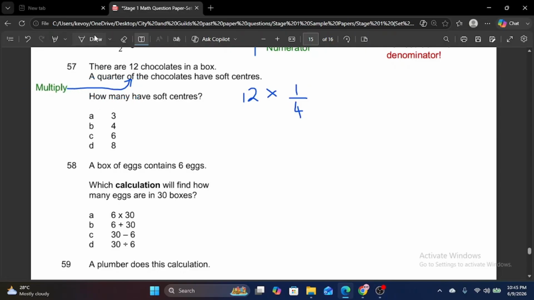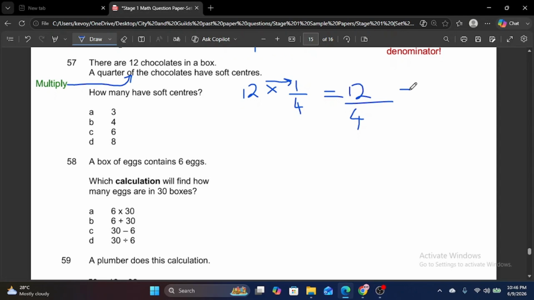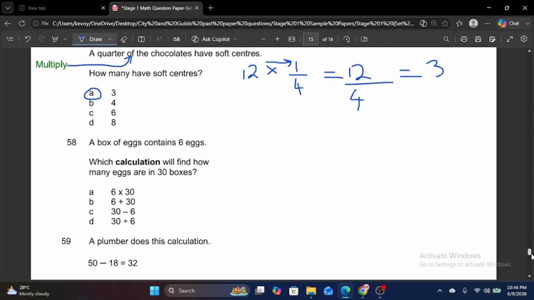Alright, so multiplying, you're going to have 12 times the 1. 12 times 1 is going to be 12. So 12 over 4. So 12 divided by 4 is going to be equal to 3. So 3 of them have soft centers. Alright, moving on to question 58.